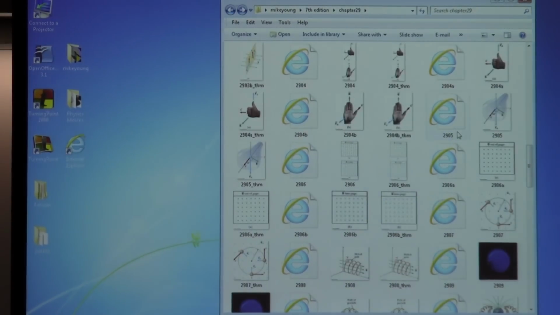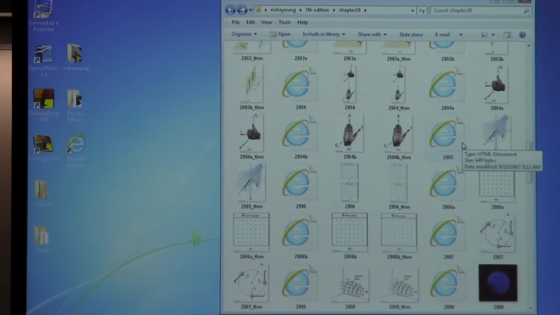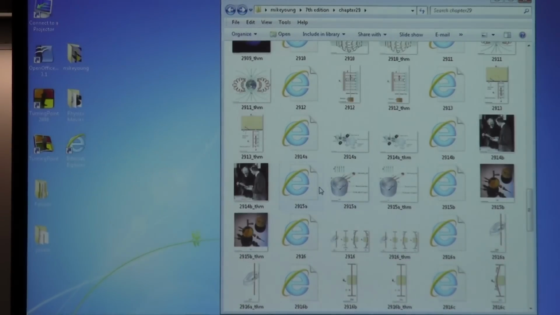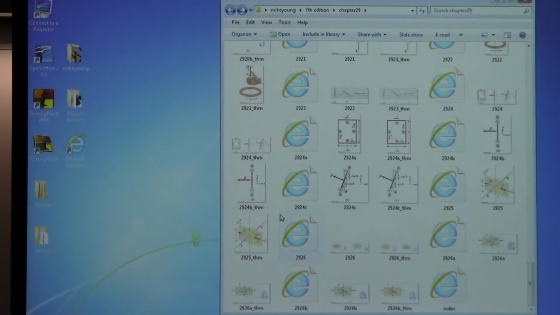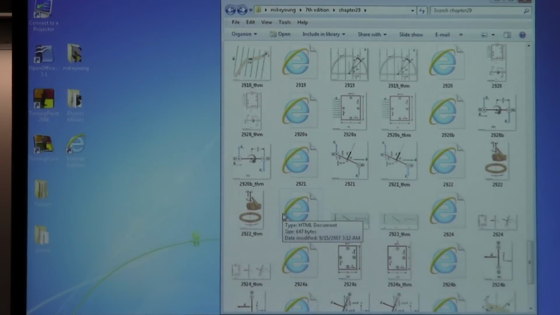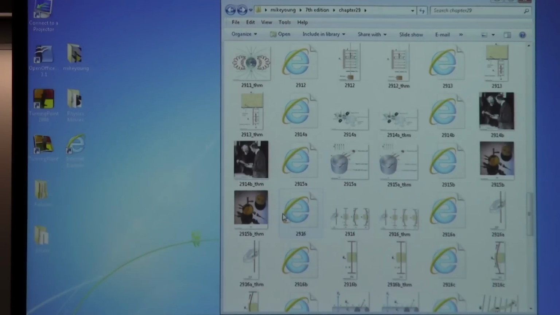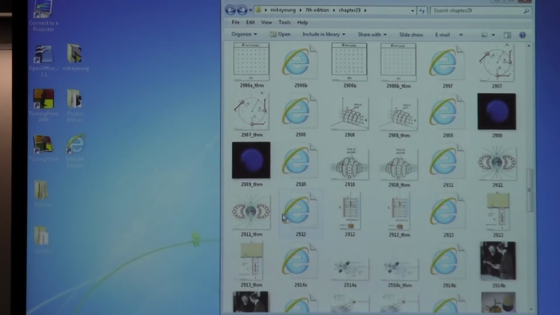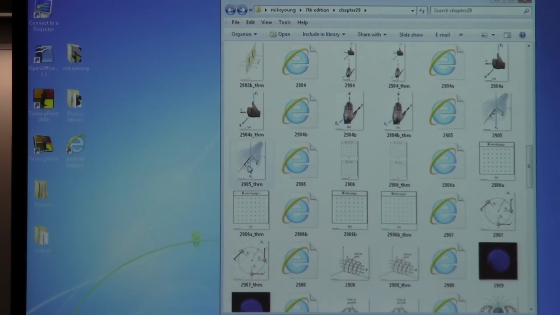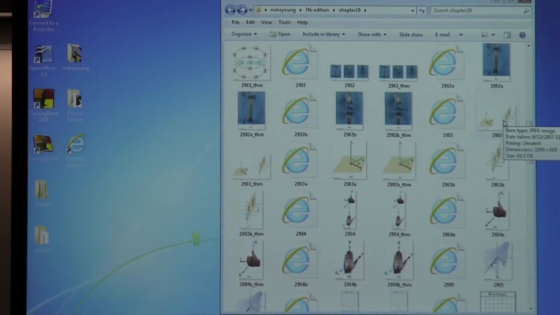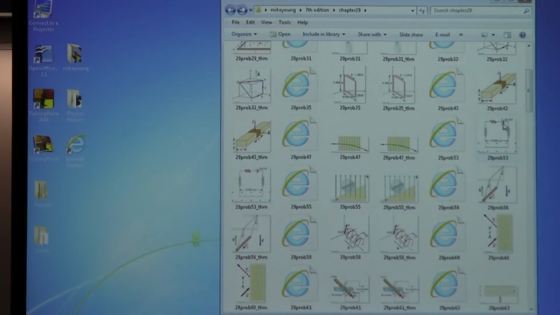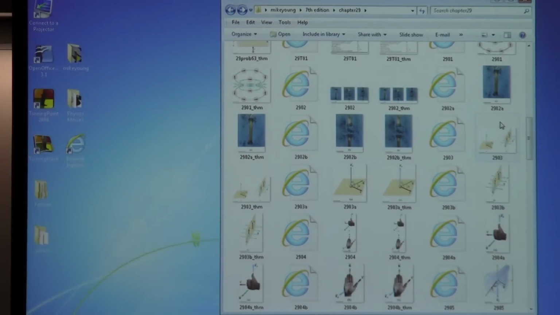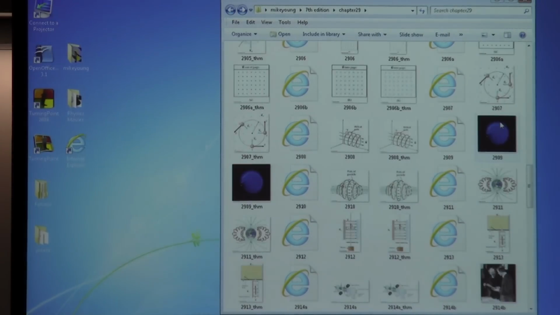Trying to... I thought he had a picture of a CRT. I see this one, but that's not the one I was after. Doesn't he have a... oh, there it is right here. This one here.